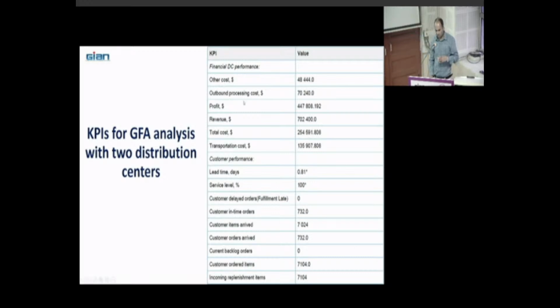So other cost is 48,000, outbound processing 70, profit is 447. In my case it was a little bit higher. Why? Because the selling price and the cost were different. Which cost are you getting? How much profit are you getting? Profit is negative. Who is in loss? He is in loss. Okay. Tell me, who is? What's your profit? Is anybody going in loss?